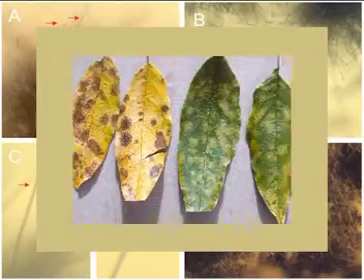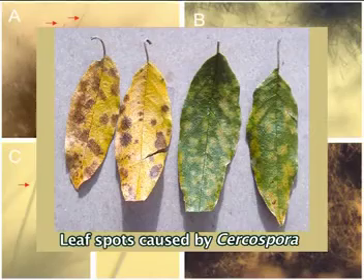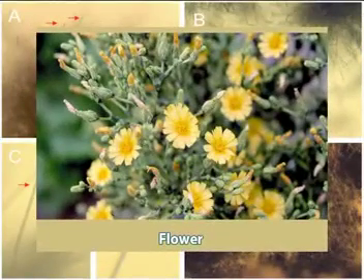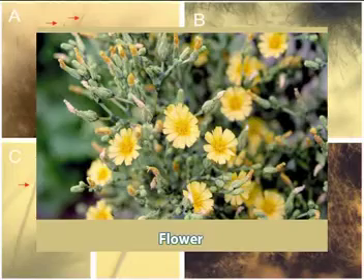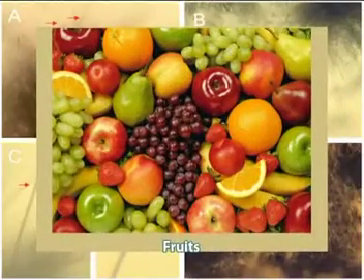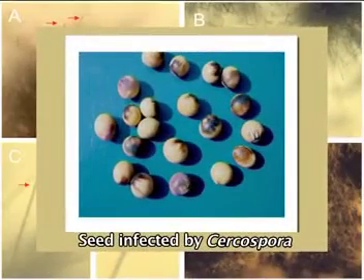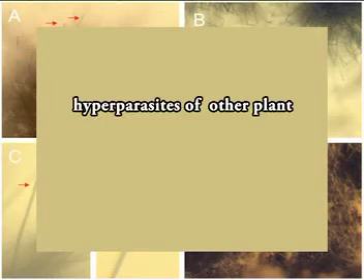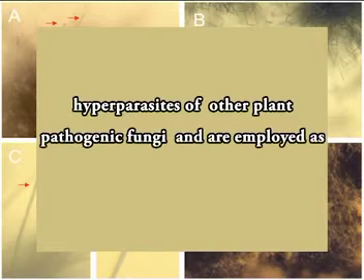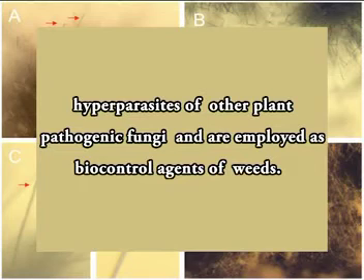Cercospora species are commonly associated with leaf spots, but they can also cause necrotic lesions in flowers, fruits, bracts, seeds, and pedicels. In addition, several species of this genus are also known to be hyperparasites of other plant pathogenic fungi and are employed as biocontrol agents of weeds.